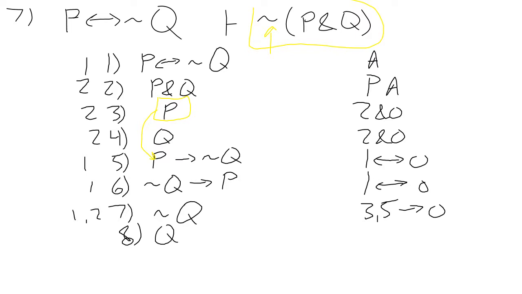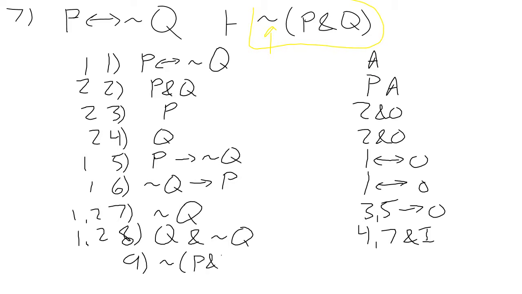We've got a Q in line 4. We've got a tilde Q in line 7. So we can do 4 and 7 and in. 4 and 7 are 1 and 2. And then we can tilde in on our PA, from 2 and 8. Tilde in 1 and 2.